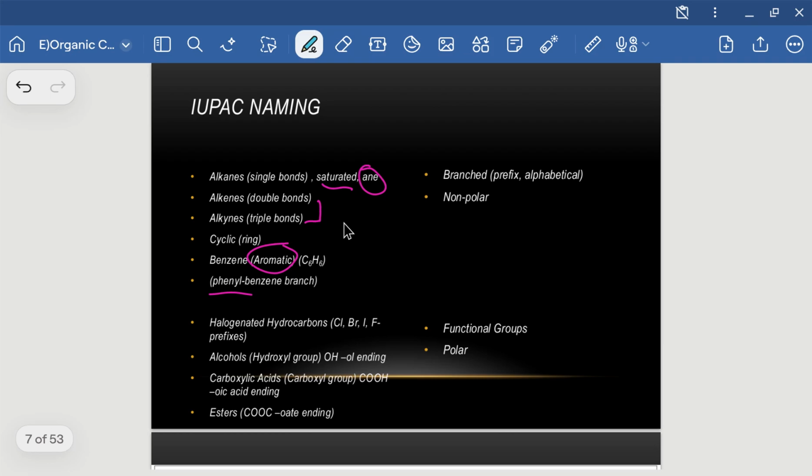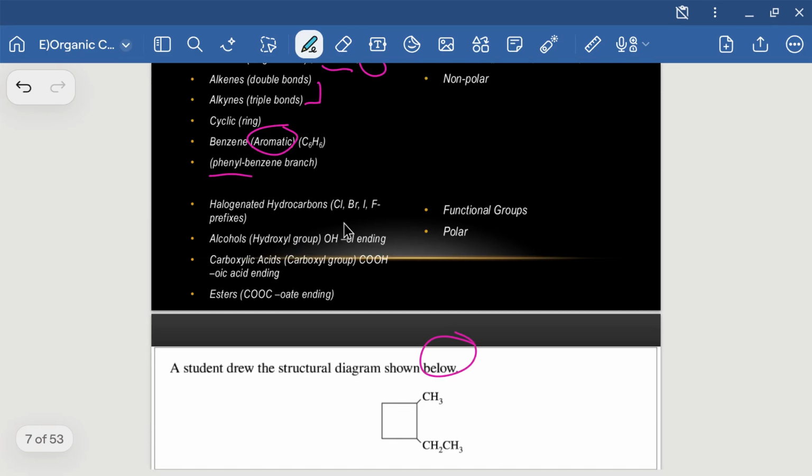Another part that we're looking at is functional groups. Functional groups are always going to be polar. Oops, that just moved, and I didn't mean for it to. And so things like having halogenated hydrocarbons, so putting on a halogen, how to name it, alcohols, carboxylic acids, and esters. We're just going to take a look at some of those.